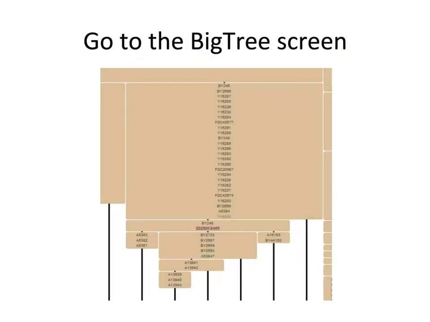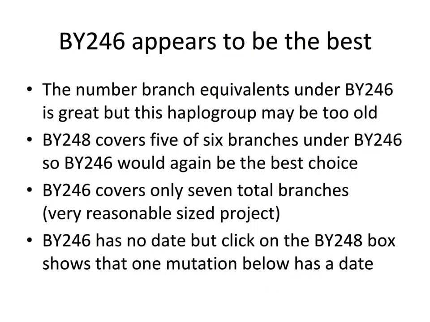So here is the BigTree screen that covers this portion. And it jumps right out at you that BY246 is going to be the obvious candidate because of the number of branch equivalents. And BY248 just has one branch and a complex area branch equivalent. So, but there are other characteristics other than branch equivalents to be looked at as well. BY246 has a great number of branch equivalents, but this haplogroup may be too old still.